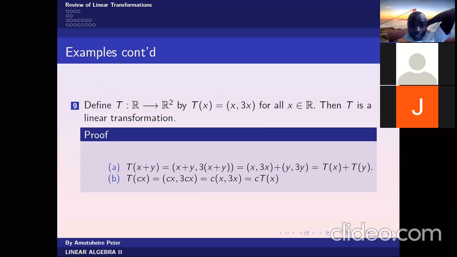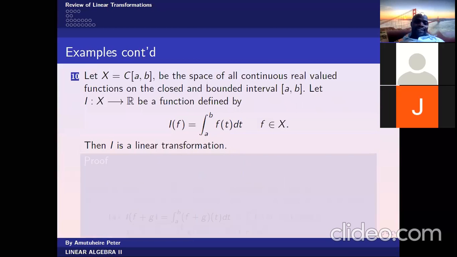Let me try to explain. The x and y are vectors in the domain, which is R, one dimension. So when I add them, the definition tells me that I get the first vector, then I multiply by 3 because the resultant should be in R2. So that's where I get this. I don't know whether that answers the question. Okay, so yes, it is okay.